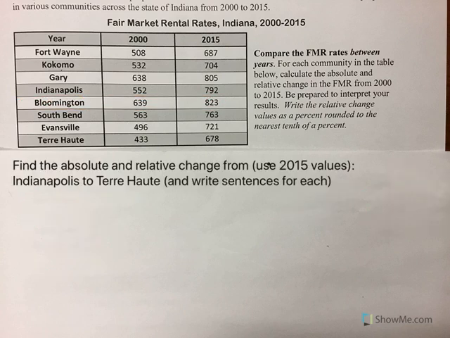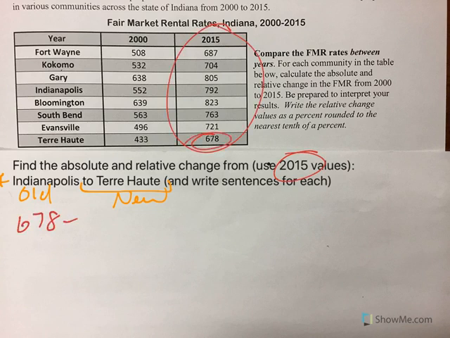Now, that's not too bad if we're talking about years, but sometimes we don't talk about years, we just talk about places. So if we're talking about finding the absolute and relative change from Indianapolis to Terre Haute, now think about when you move. If you're going from Indianapolis, that's old, to Terre Haute, that's new. Okay, so we're going to write sentences for each one of these. So the new value, and we're going to use 2015 values, so we're only dealing with these. So Terre Haute is new, 678. Indianapolis is old, and that's 792.